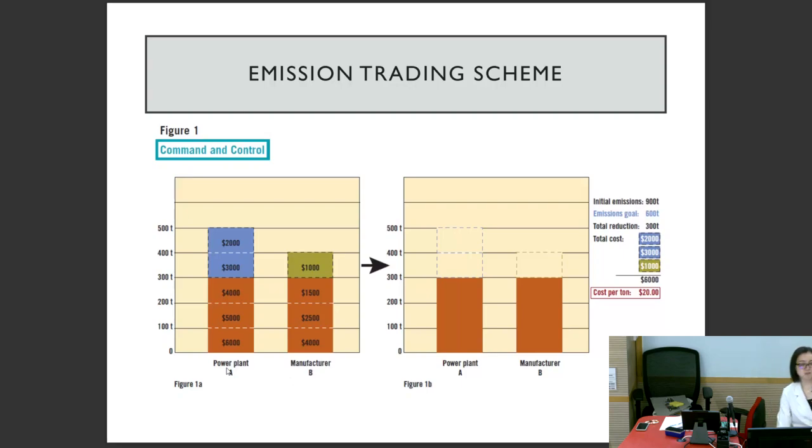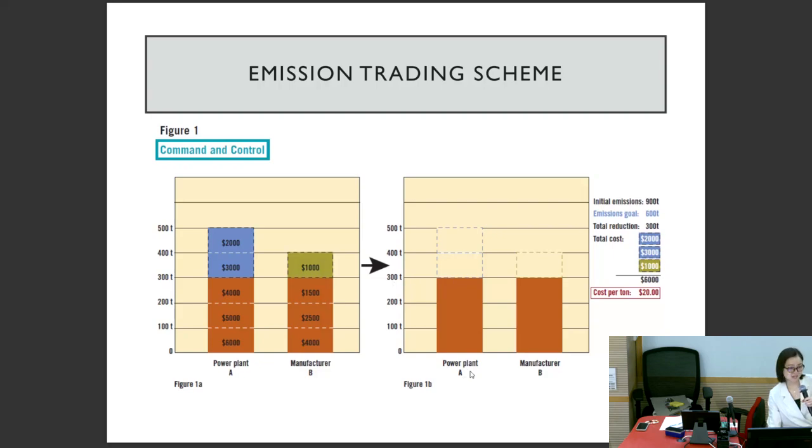While for power plant A, they have difficulty. They would be struggling to reduce their emissions. So if you use command and control, both companies need to reduce their emissions to 300 tons. I don't care how you do it. It's just that it is now the regulation, it is now the law. So you must reduce your emissions to 300 tons.